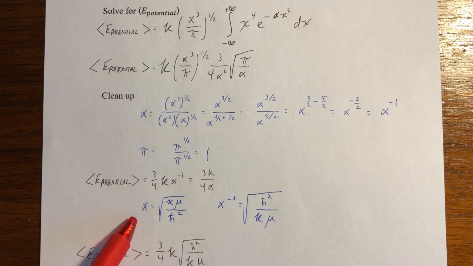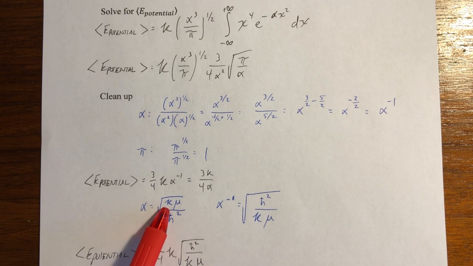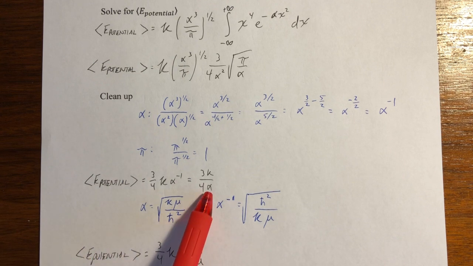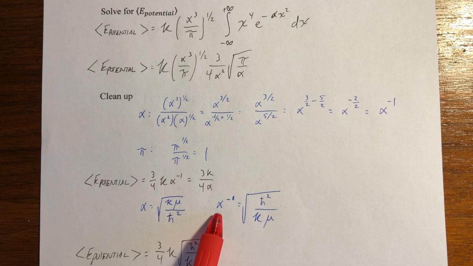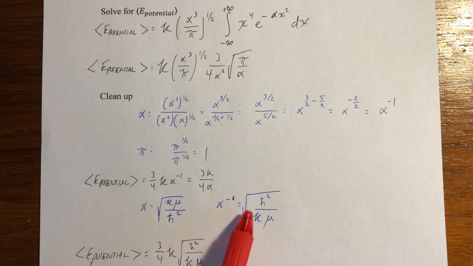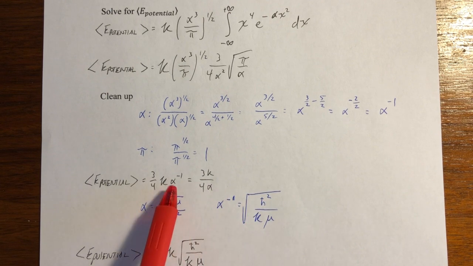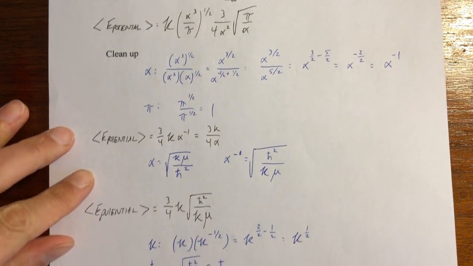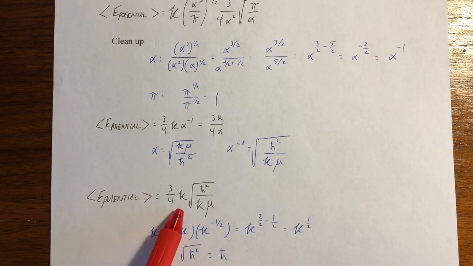Now, what does alpha actually equal? Well, as we've seen before, alpha is just defined as a bunch of constants. It's the square root of the spring constant times the reduced mass divided by h bar squared. So if that's what alpha is equal to, we have alpha in the denominator. So alpha raised to the negative 1 is just the reciprocal, and so that's going to be the square root of h bar squared over k times mu. And so if we plug this in for alpha raised to the negative 1, we will find that our potential energy is equal to 3/4 k times the square root of h bar squared over k mu.